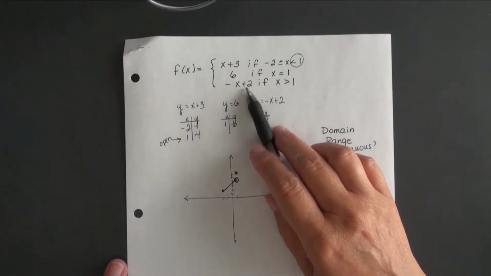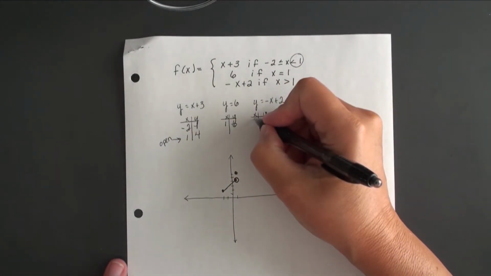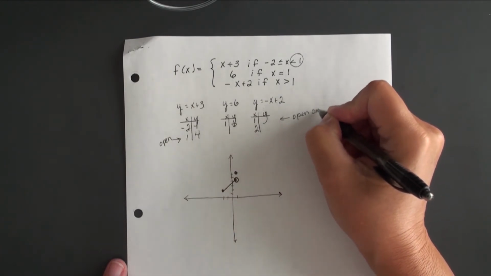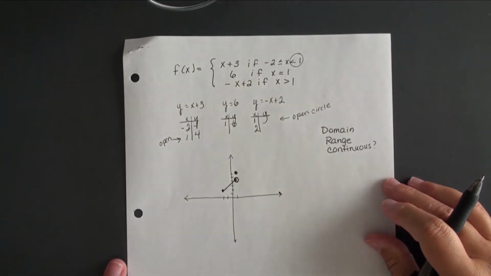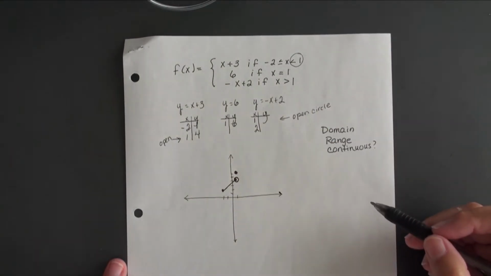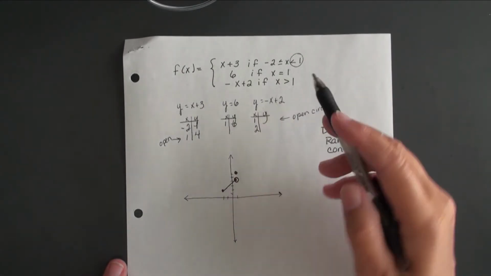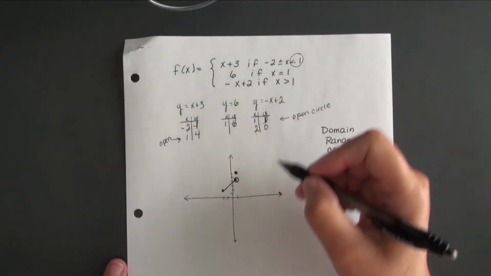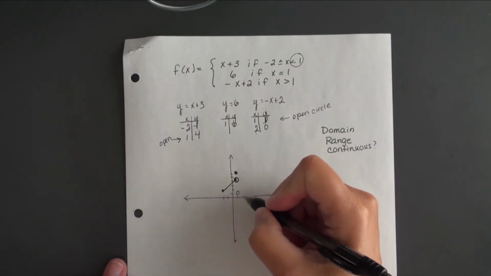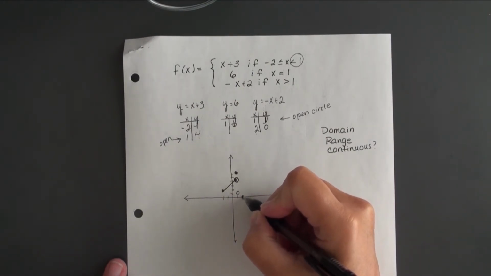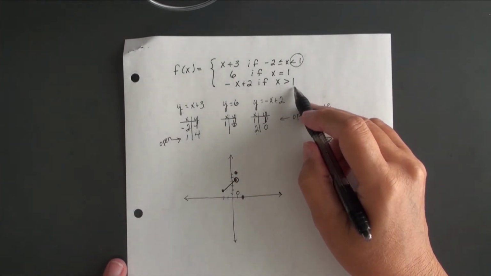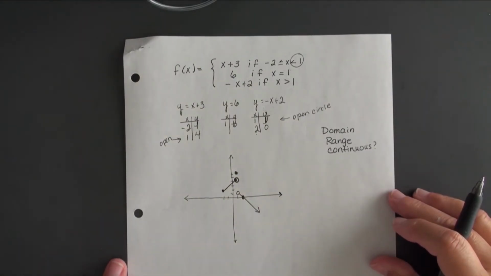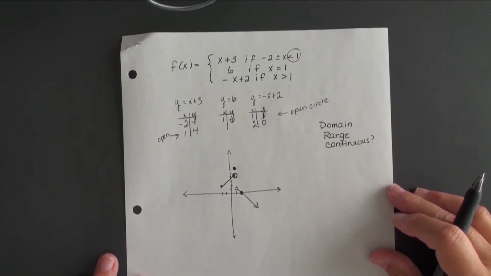And for the negative x plus 2, x must be greater than 1. So I'll choose a 1 and a 2, remembering that I'll have an open circle at the 1 because x is greater than 1, not greater than or equal to. So negative 1 plus 2 is 1. Negative 2 plus 2 is 0. So I will plot 1, 1, and I will plot 2, 0, and this is open-ended. It's any point greater than 1. So I will draw an arrow. And that is the graph of this particular function.